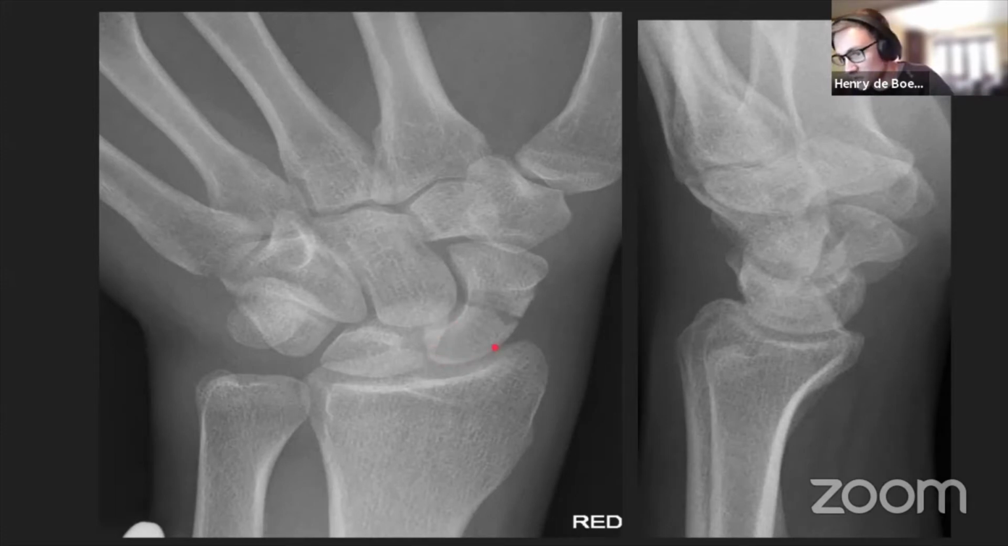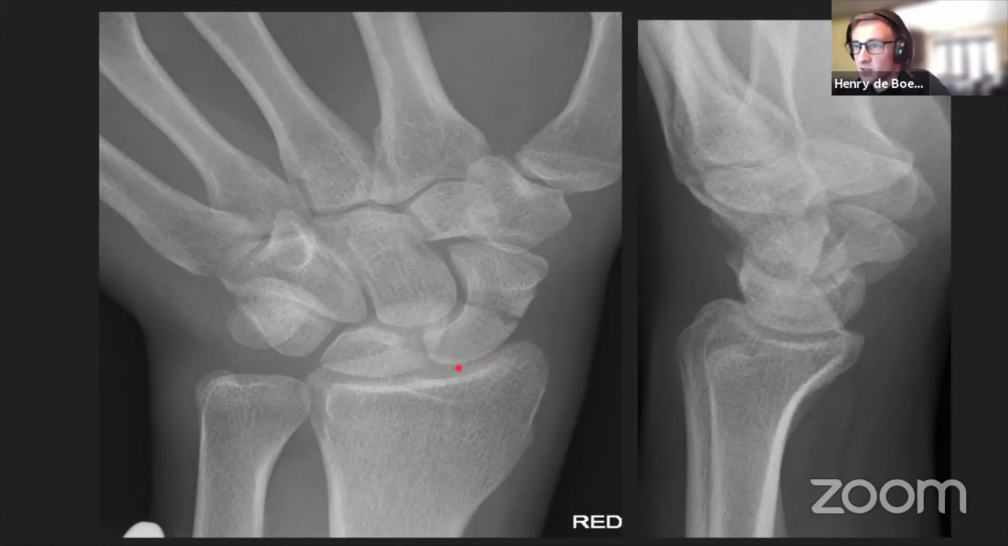So if someone asks what's the most common bit of the scaphoid to have avascular necrosis, it's the proximal pole. And the more proximal the fracture, the more likely you are to get avascular necrosis of that proximal fragment. So a fracture here would be really high risk of this small portion proximally not healing. So avascular necrosis or non-union.